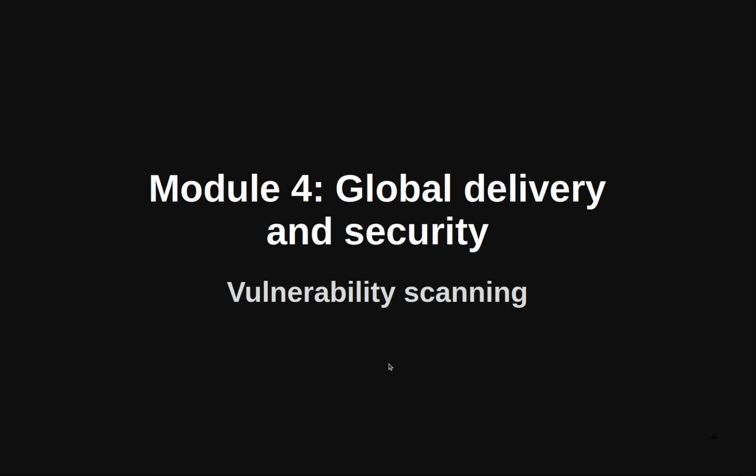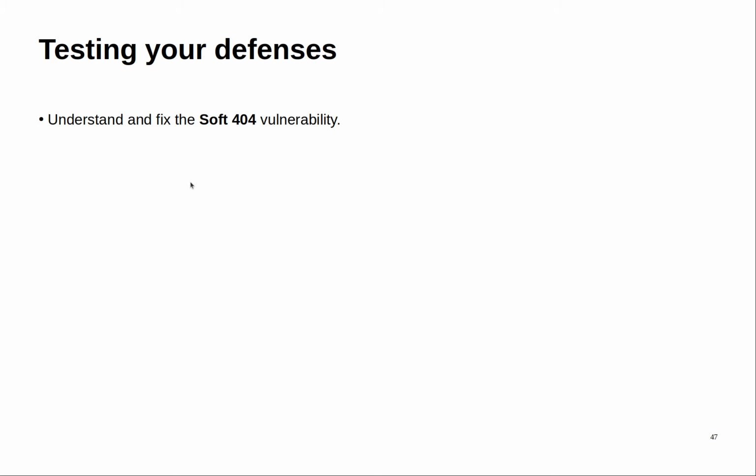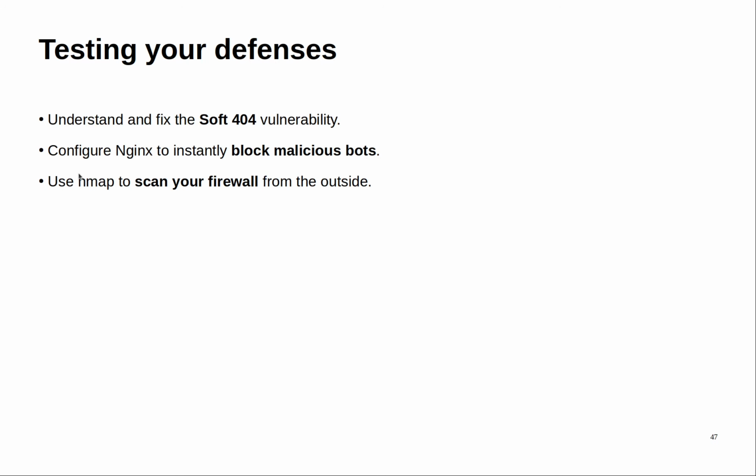Welcome back. In this tutorial, we are going to focus on vulnerability scanning. You are going to learn about a concept called soft 404. We are going to fix it because this is present in our application. You are going to configure Nginx to block malicious bots that are scanning your website 24/7. And finally, you will use a tool called Nmap to scan your firewall from the outside.